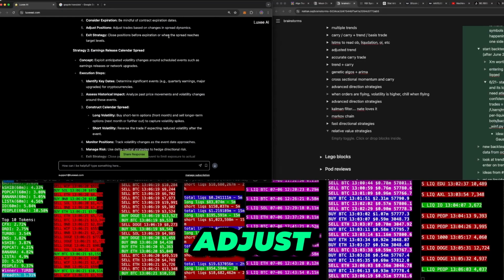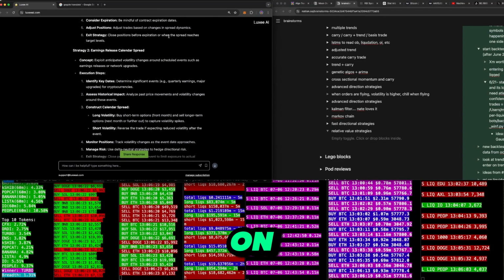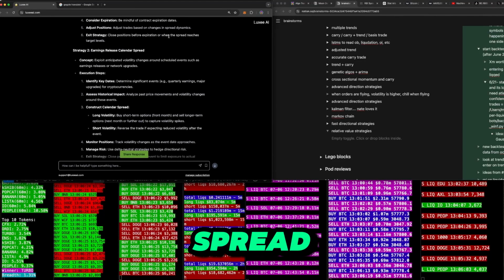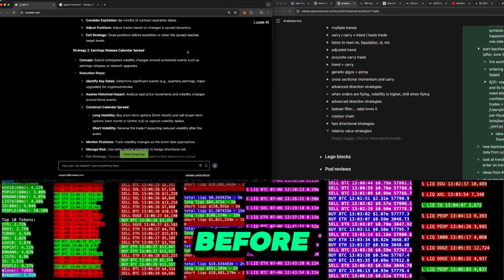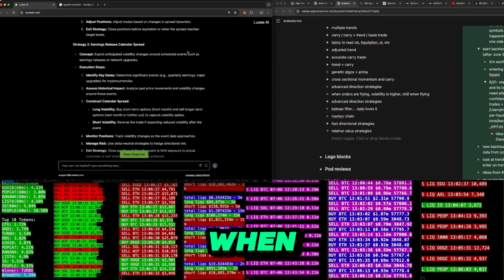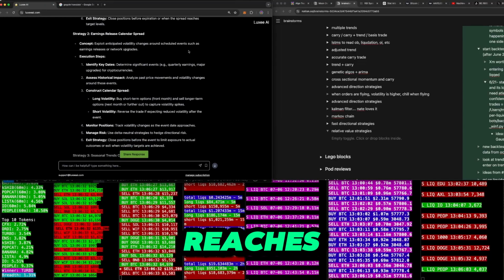Adjust positions. Adjust trades based on changes in spread dynamics. Exit strategy. Close positions before expiration or when the spread reaches target levels.